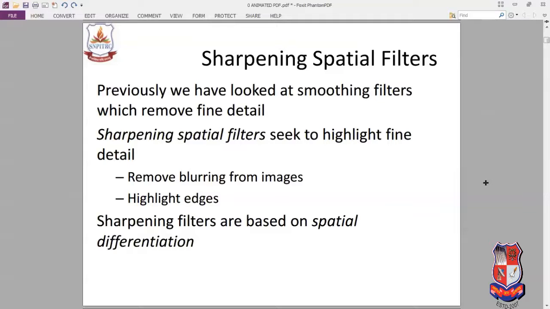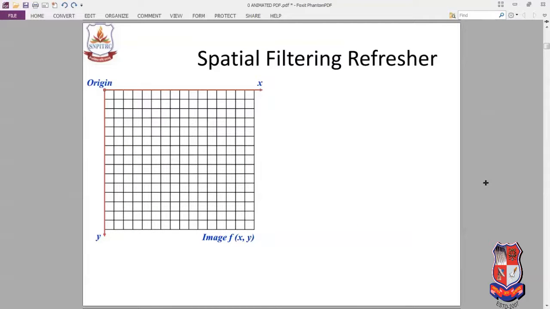So in the following slides, we are going to see how the sharpening filters are calculated by using the spatial differentiation, how to calculate the spatial differentiation in 2 dimensions, and so on. But before going to that, we can have a refresher of what a spatial filter is.